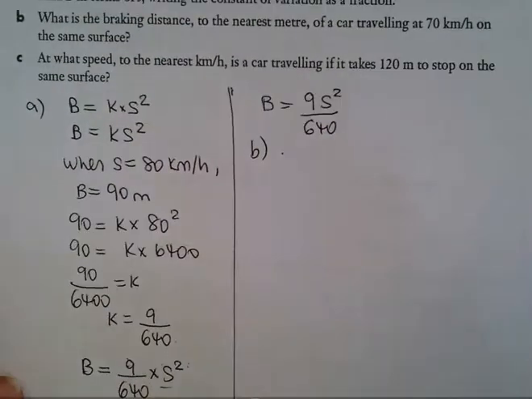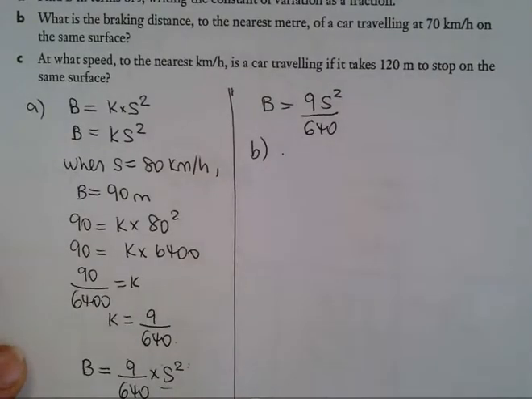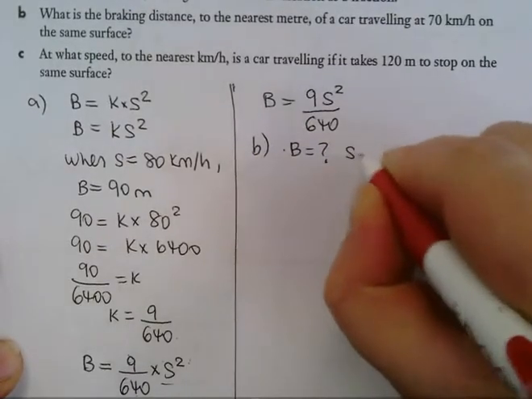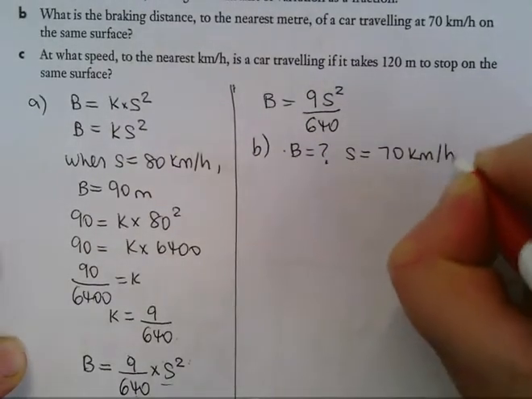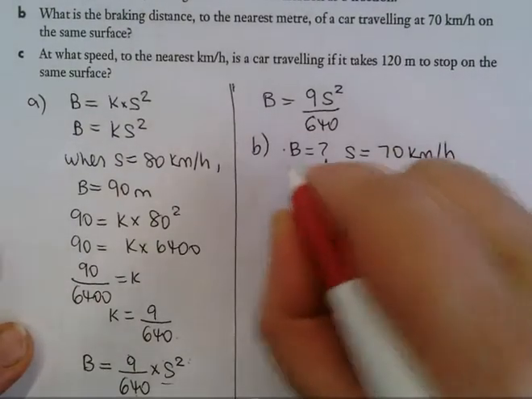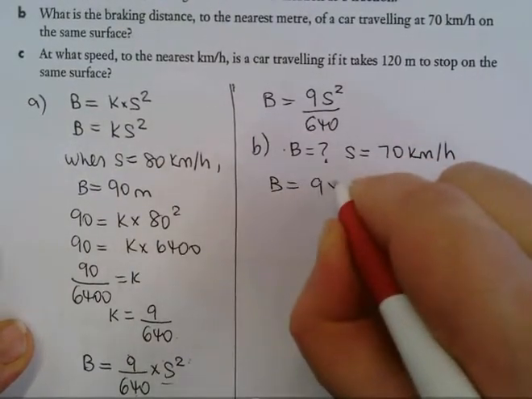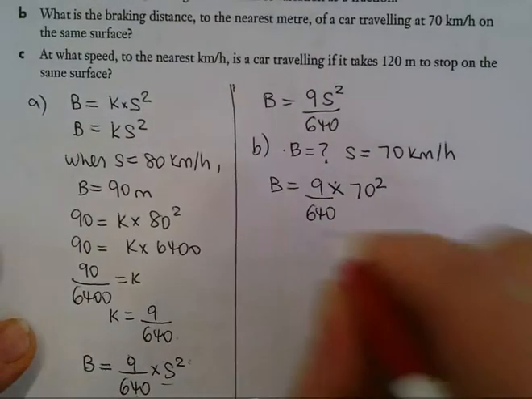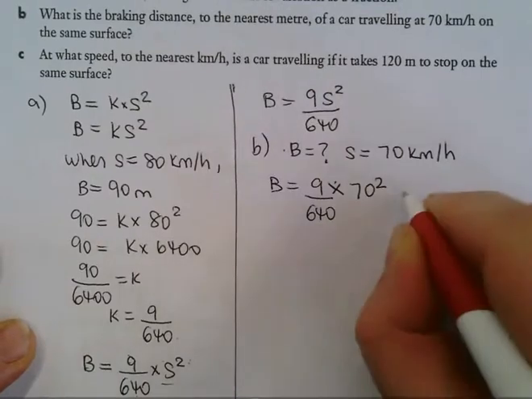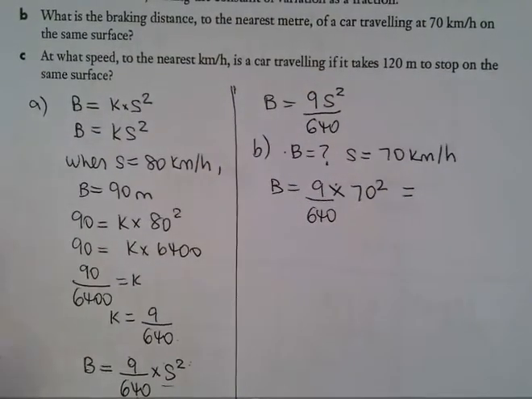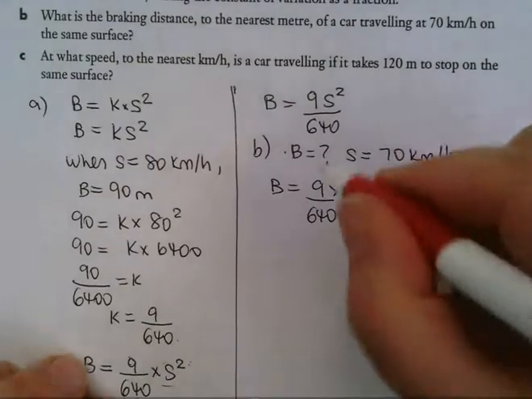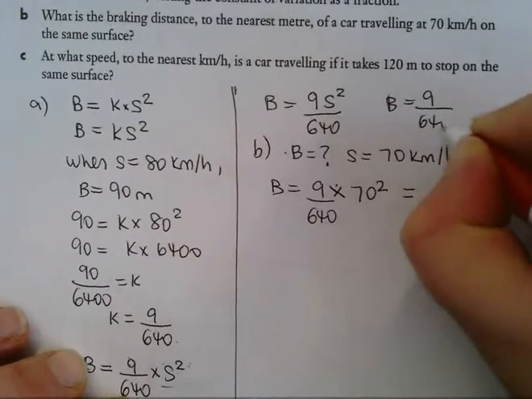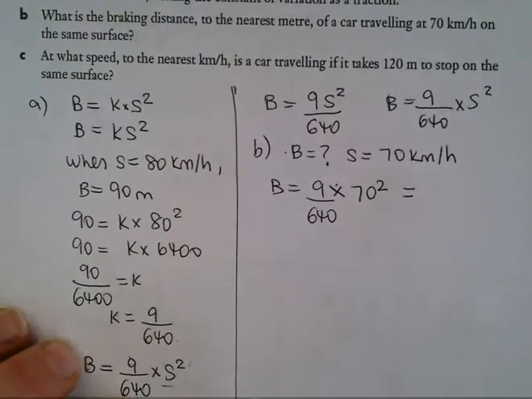Okay, now for B, what is the braking distance to the nearest meter of a car traveling 70 kilometers per hour? So B equals question mark. Speed is 70 kilometers per hour. So we're just going to substitute that into our equation. So it's 9 over 640, if you like, times 70 squared. I'm just going to do it over here on the same line. So remember the formula is B is 9 over 640 times S squared. We're just substituting S is 70.